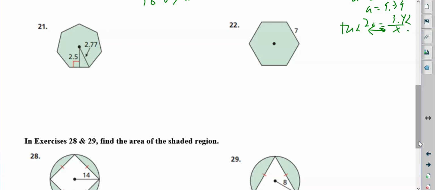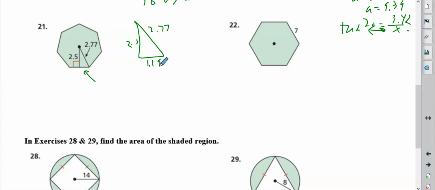All right, so on number 21. Similar idea here, except this time we need this side. So again, we're going to take our little triangle here. It's a horrible triangle. This is 2.5. This is 2.77. We're going to use a squared plus b squared equals c squared to get this piece, and that's going to end up being 1.19. I'm not going to show you. We've done that enough this year. So there's our triangle. Okay.